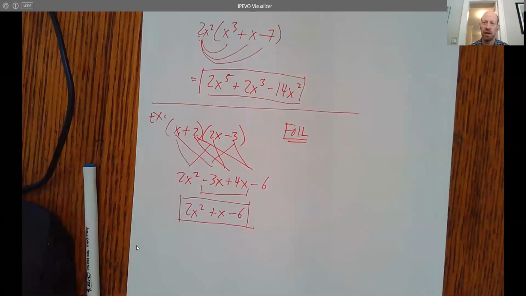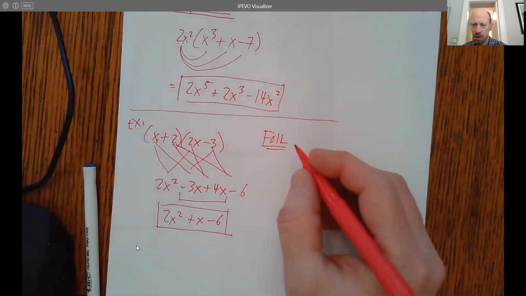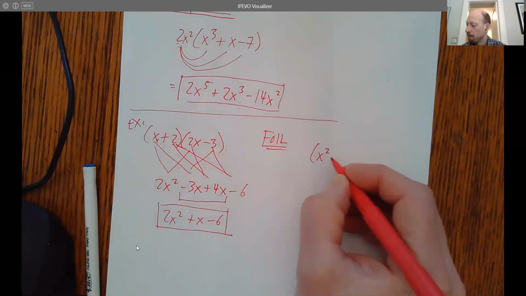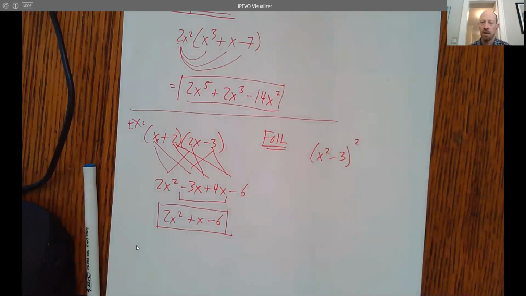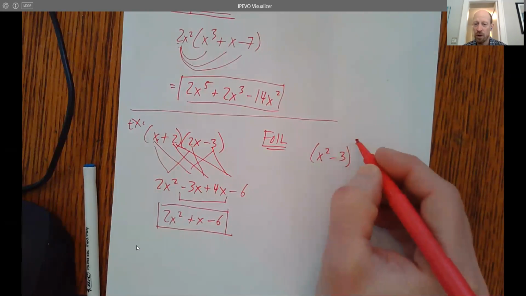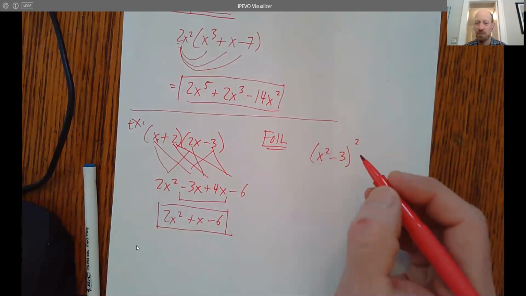Foiling is very versatile. It works with any binomial. There are sometimes some shortcuts, but you'll always do fine if you use the FOIL method. One type of problem I would like to remind you of. Here's a binomial squared. I have a lot of students that make an error with this one. They try and distribute the squared to both of these pieces, and that's not something that you can do.